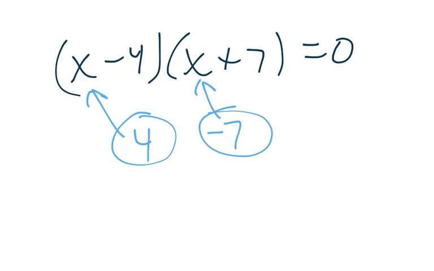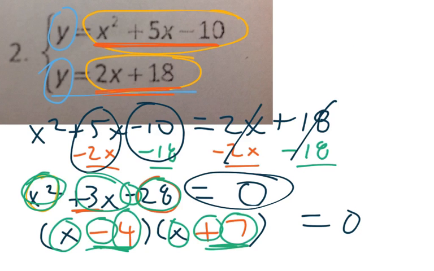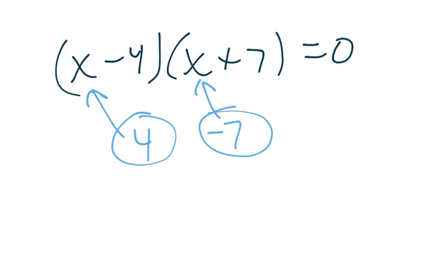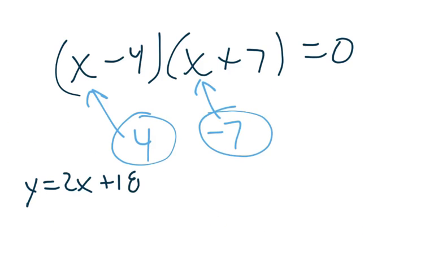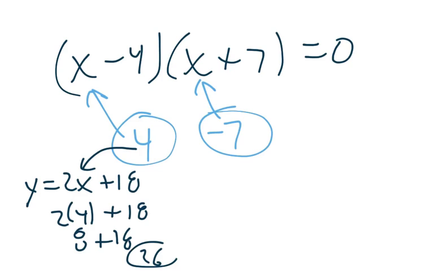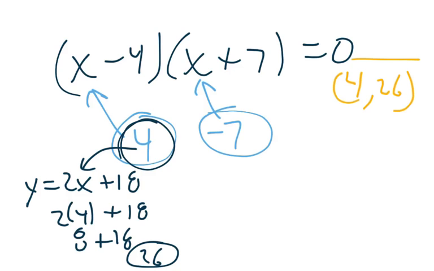But now, let's go back, and we're going to use the second equation since it's linear. It's nice and easy. So check this out. If y is 2x plus 18, I'm first going to plug in the 4. 2 times 4 plus 18. 8 plus 18 is 26, right? So 4 gave us 26. So let me jot it down over here. I know x 4 gave us y 26. So that's one answer.